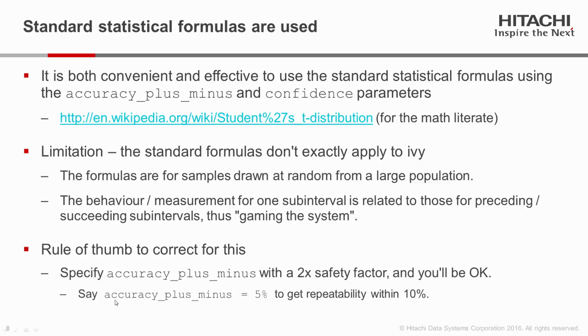In other words, say accuracy plus or minus equals 5%, and you'll be safe that you'll get repeatability within plus or minus 10%. So these formulas are both convenient and effective, and you use the rule of thumb to specify an accuracy twice as tight as what you're looking for, and it works great.